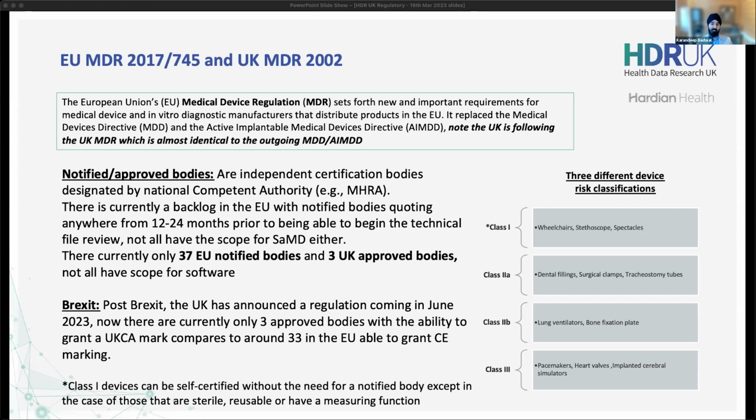So like I was touching on, a notified body is EU, an approved body is UK. That's the difference between them. They are independent certification bodies. Now, it's very important here to understand.